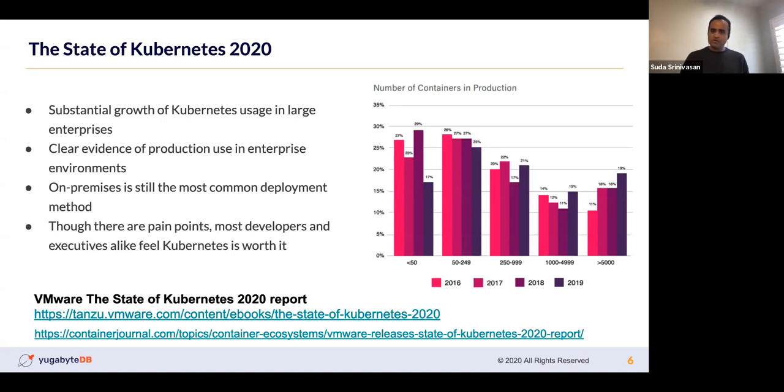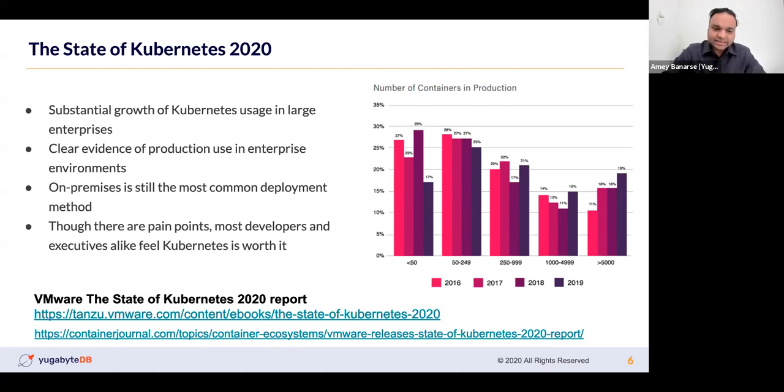So more and more companies are looking at how they can move not just their stateless applications, but also stateful applications into Kubernetes, into production, right? And this is something that, while there are still some pain points, most developers and executives feel like Kubernetes is worth it at this point. So, Amey, do you want to add something to that?